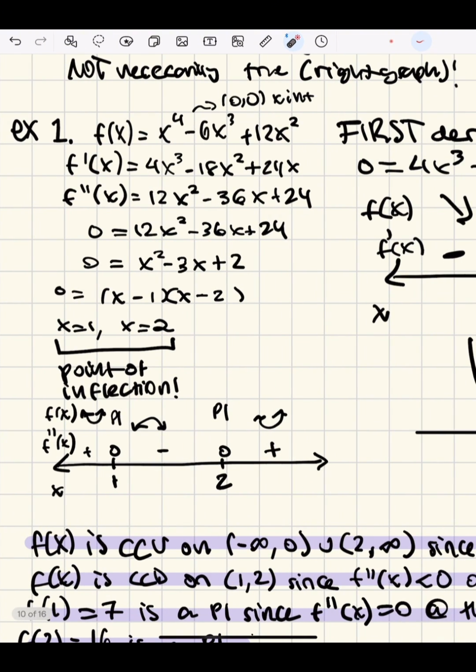So now we want to set this to 0, right? Because we're looking for the point when it changes concavity. Just like we wanted to know how the slope changed sign for f prime x yesterday, now here we want to know where the concavity is changing.